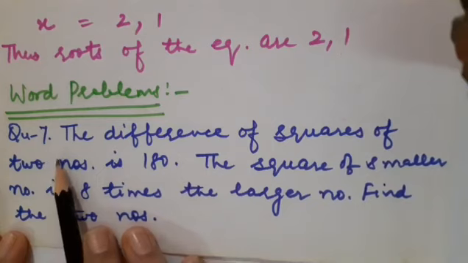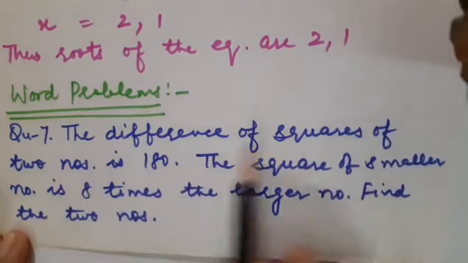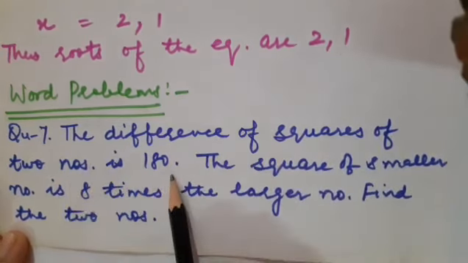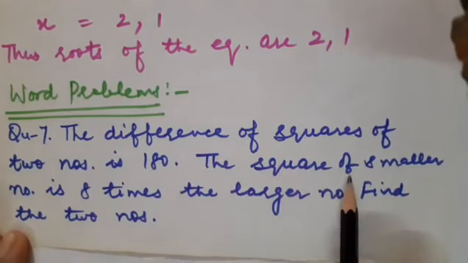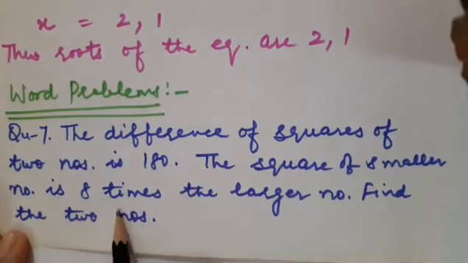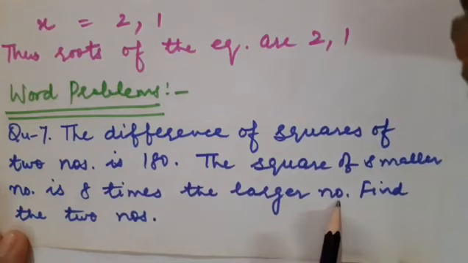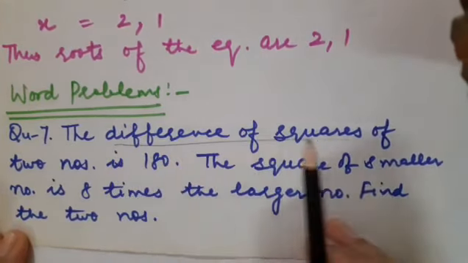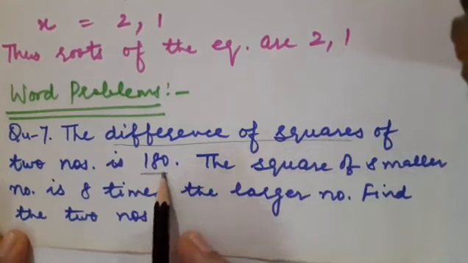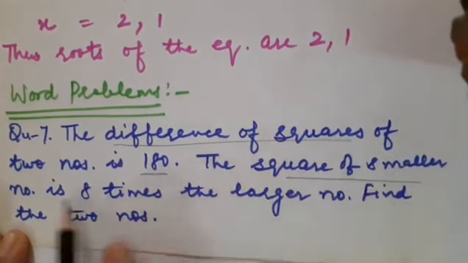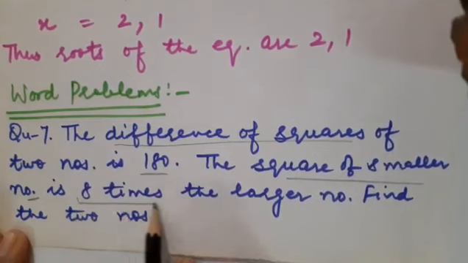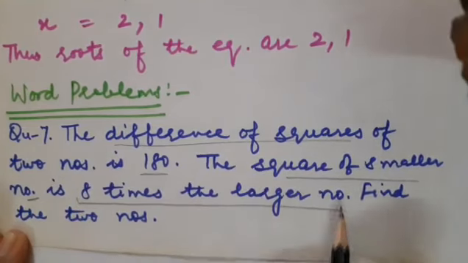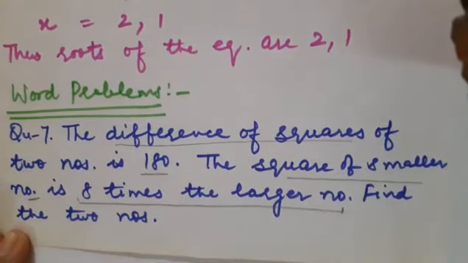So children, question number 7 is, the difference of the squares of two numbers is 180. The square of the smaller number is 8 times the larger number. Find the numbers. So the difference of the square of two numbers is 180. Fine. The square of the smaller number is 8 times the larger number. So let us start doing its solution.